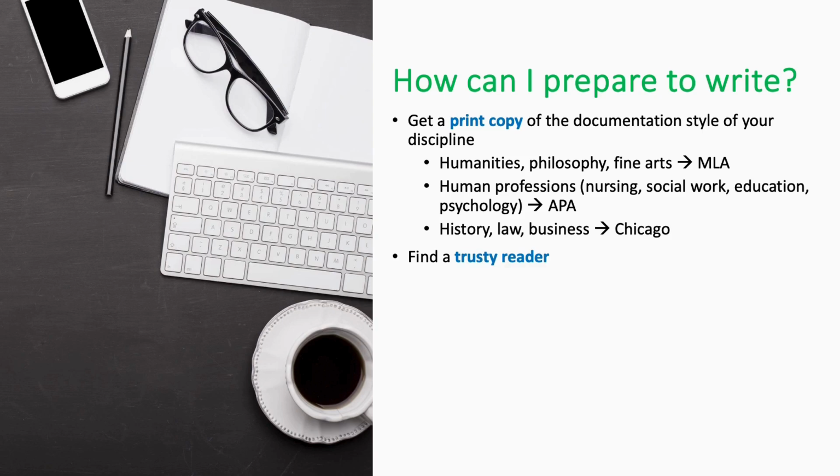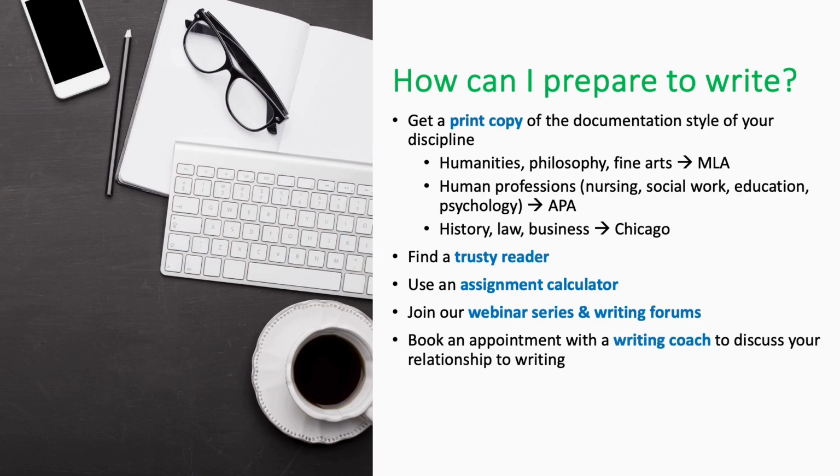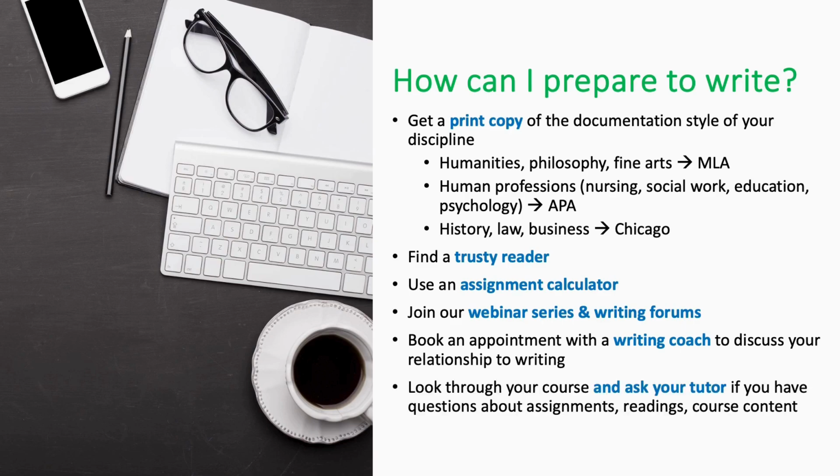You can also find a trusty reader. They don't have to be in your discipline, but somebody that you know who can give you helpful, constructive feedback. Using an assignment calculator can help you plan out what exactly you're writing and when. You can come to our webinar series and writing forums as ways to work through writing issues, or book an appointment with a writing coach to discuss your relationship to writing. As well, it's really important to remember to ask your tutor if you have questions.